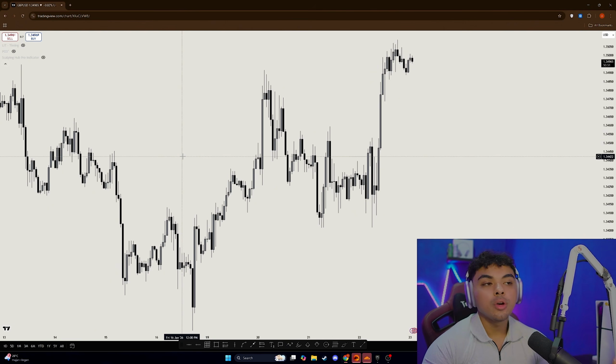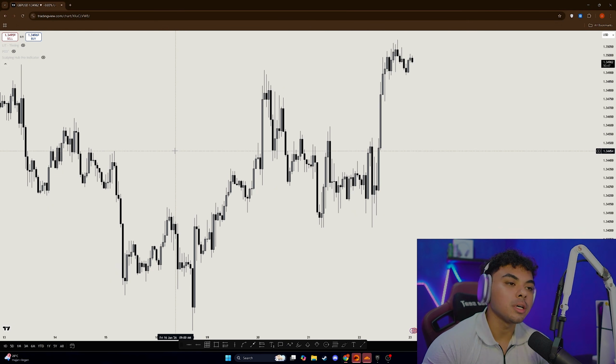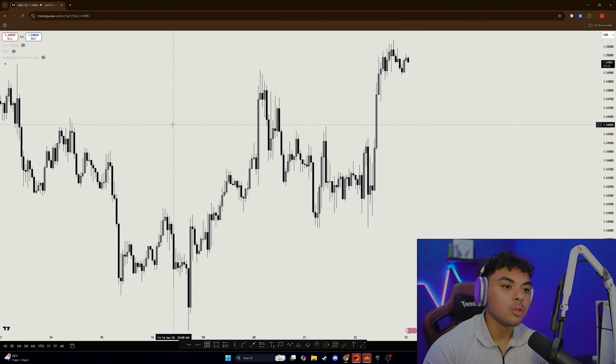Now, the way to identify Asian range, I use an indicator to do that. It's very, very easy to set up the indicator.